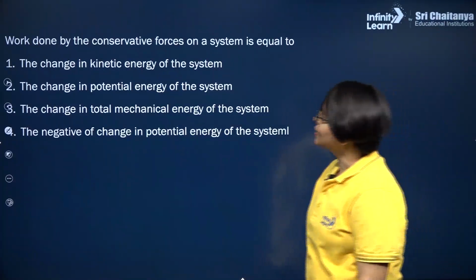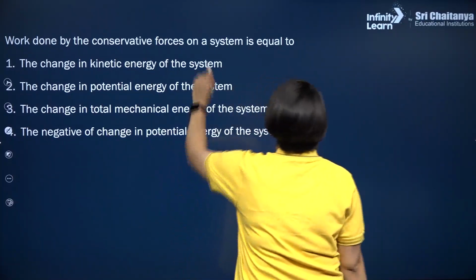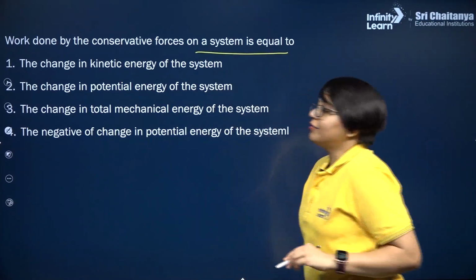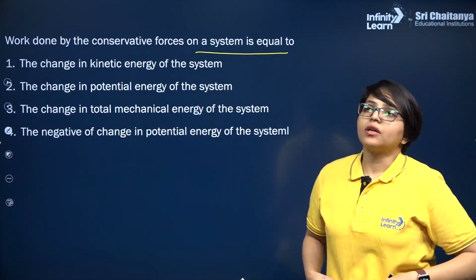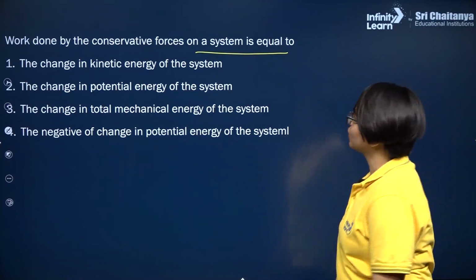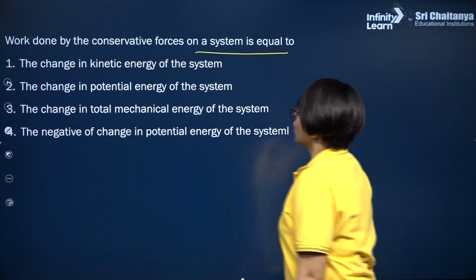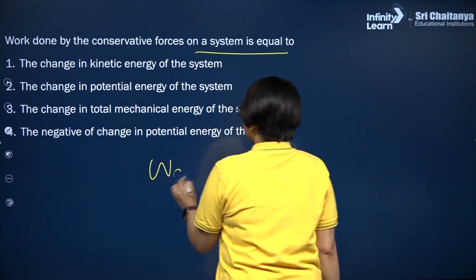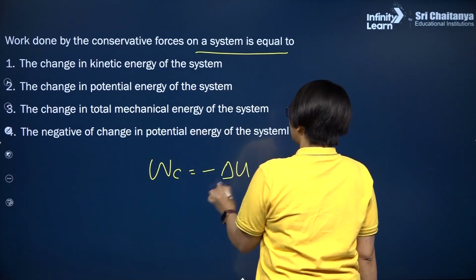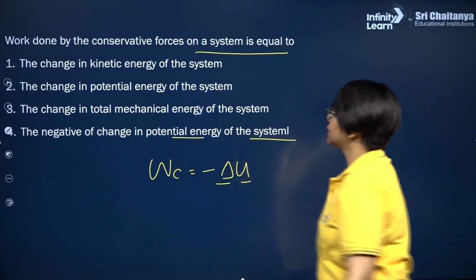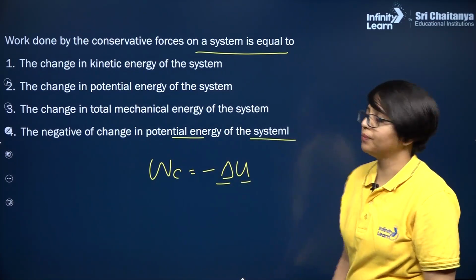Next is, work done by conservative forces on a system is equal to. We learn this as the work potential energy theorem, right? So work done by conservative forces on a system is equal to minus of change in potential energy of the system. So the correct answer is option 4.